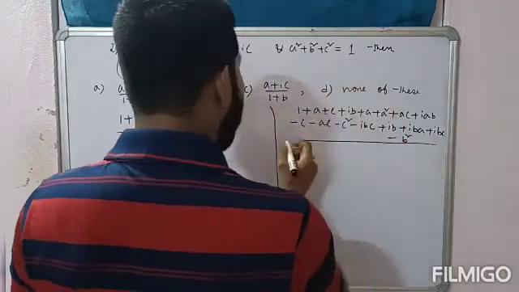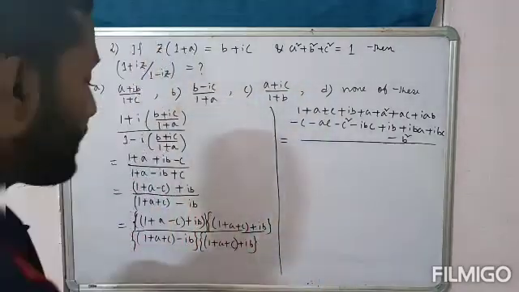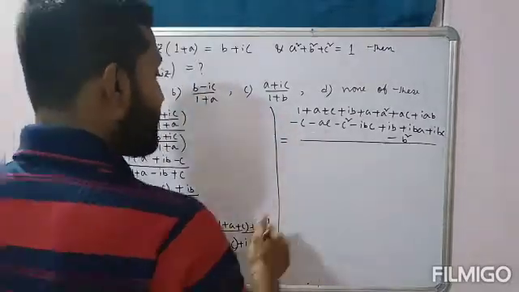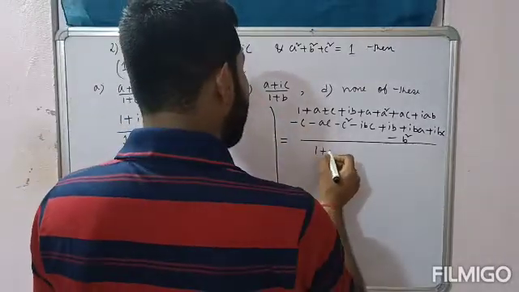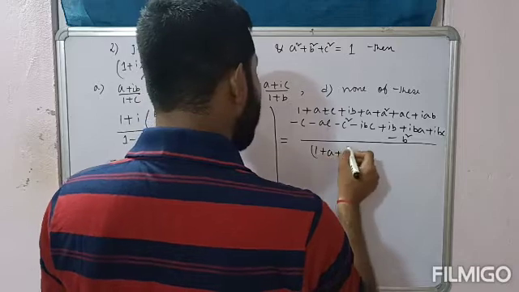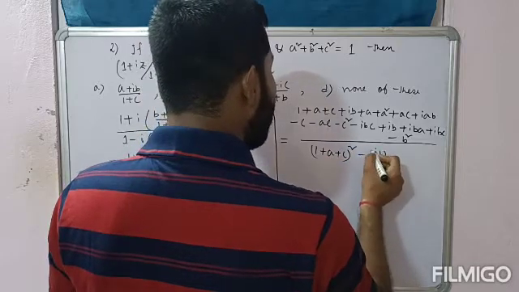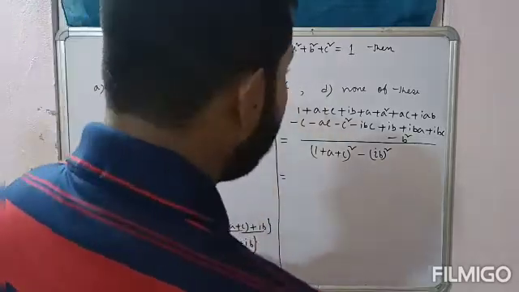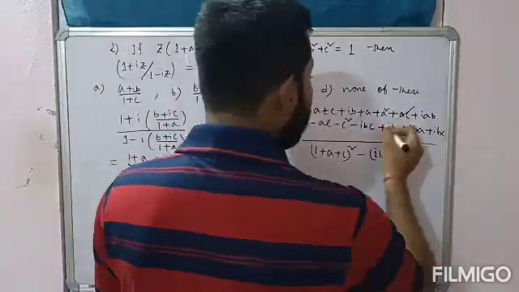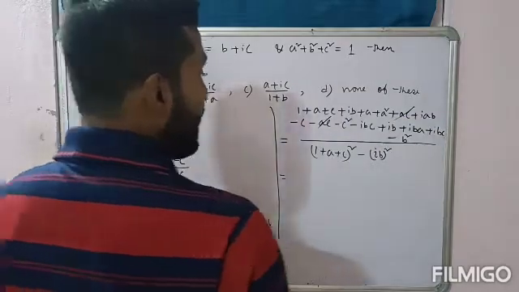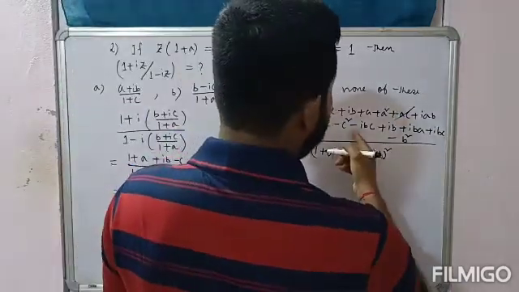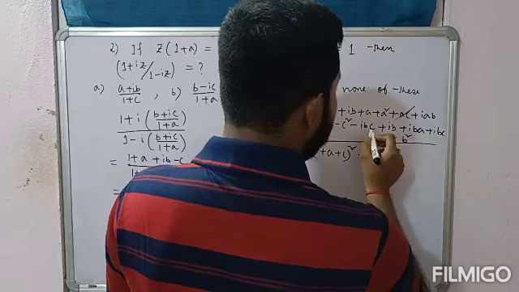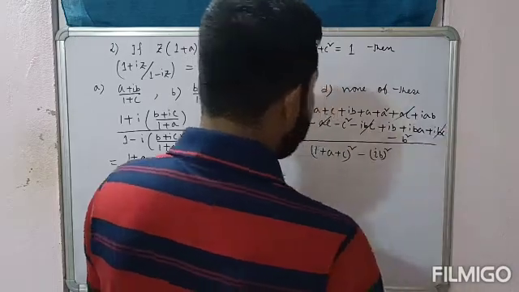whole thing divided by the denominator. There is no problem in the denominator. It is in the form of minus b into a plus b, that is a square minus b square: 1 plus a plus c whole square minus of ib whole square. Now once you check the numerator, can we eliminate anything? Yes, plus ac minus ac will be cancelled, minus b square. Okay, then minus c, minus ibc plus ibc will be cancelled.